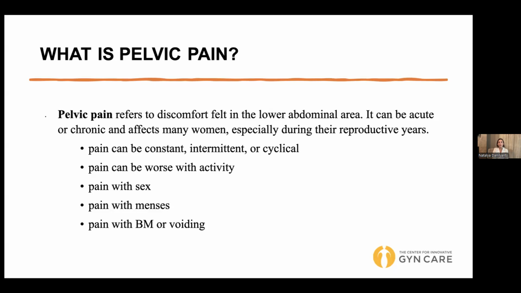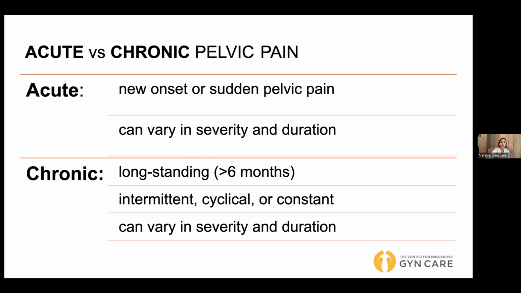Again, it can be constant, intermittent, or cyclical. Cyclical, typically, we mean with menstrual cycle. It can be worse with physical activity. The pain can be present or be worse with sex, with menses, with bowel movement or voiding. All right. Now, we're probably not going to cover every single cause of pelvic pain, so we're just focusing on the most common causes.